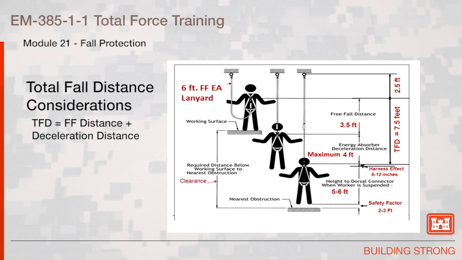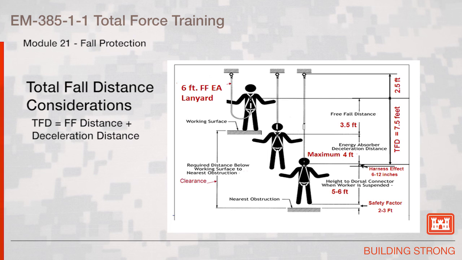There is a distance of 12 feet from the dorsal D-ring to the anchorage connector. It contains a free fall distance of 3 feet. Using the maximum 4-foot deceleration distance, it allows the total fall distance of 7.5 feet. The stretch of the harness adds an additional 6 to 12 inches in the suspension distance.